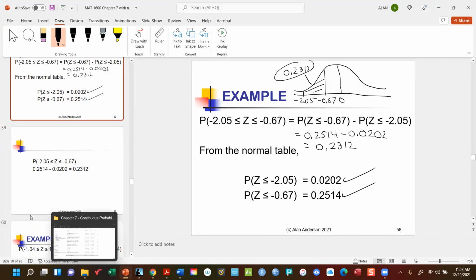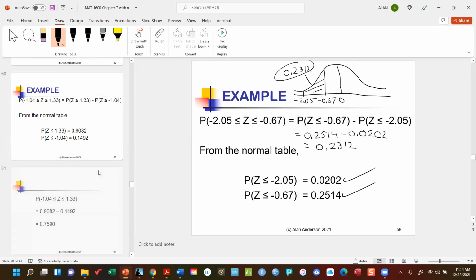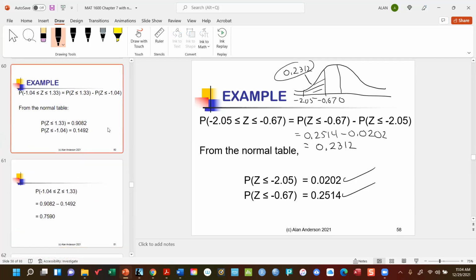Finally, there's one last case we want to look at. It's again a between problem, but one number is negative, one is positive, but again, it makes no difference. The process is exactly the same. All right, I'll give you a minute to catch up, and then we'll do one last example.